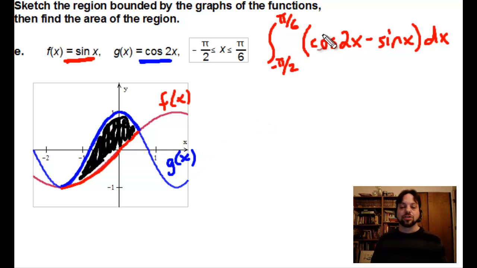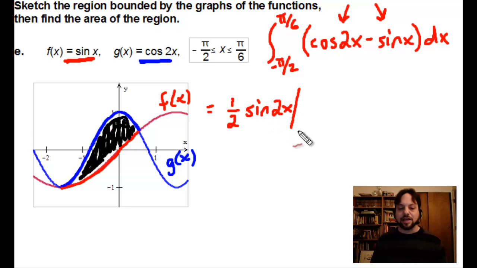What I'm actually going to do is integrate this as two separate integrals, once for the cosine of 2x and then once for the sine of x. Doing that should not be a big problem. If I integrate the cosine of 2x, what I'm actually going to end up with is 1/2 times the sine of 2x. And I'll evaluate that from negative pi over 2 up to pi over 6. And then I'll simply subtract the integral of sine x.